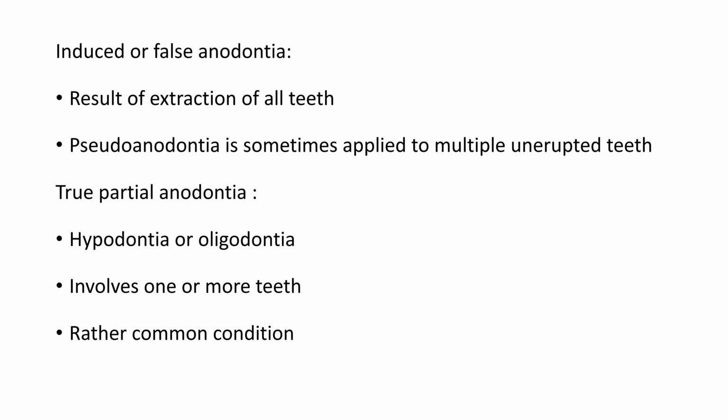Next is induced or false anodontia. It occurs as a result of extraction of all teeth. The term pseudoanodontia is sometimes applied to multiple unerupted teeth. Then true partial anodontia, also known as hypodontia or oligodontia. It involves one or more teeth and is a rather common condition.